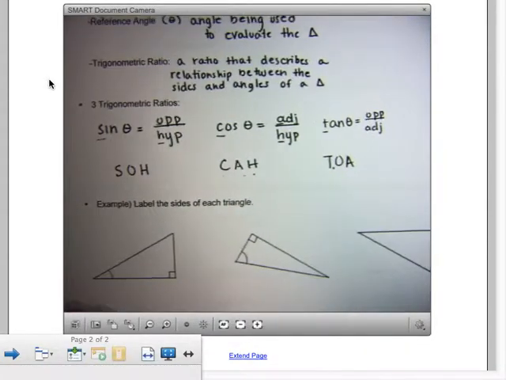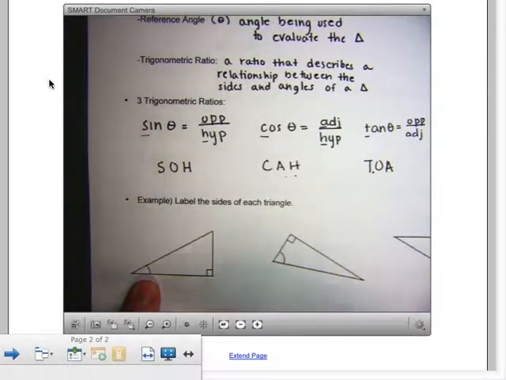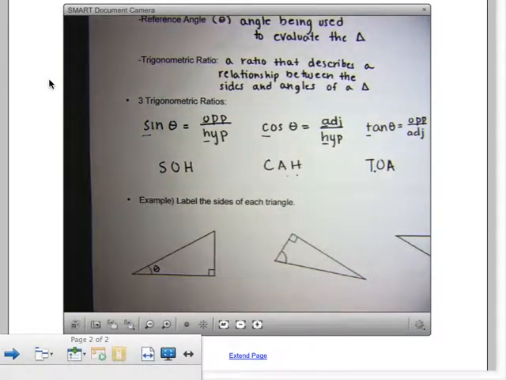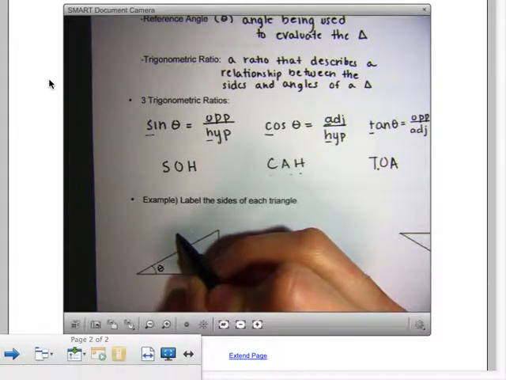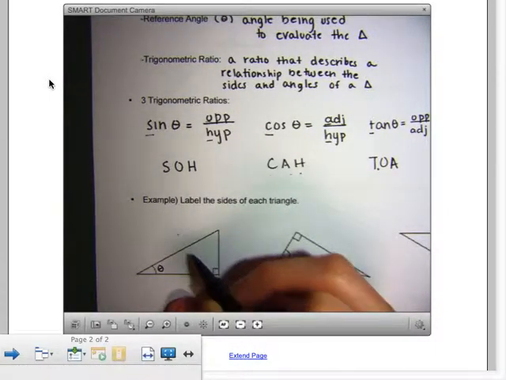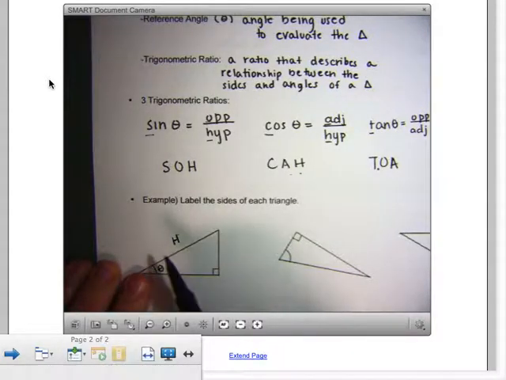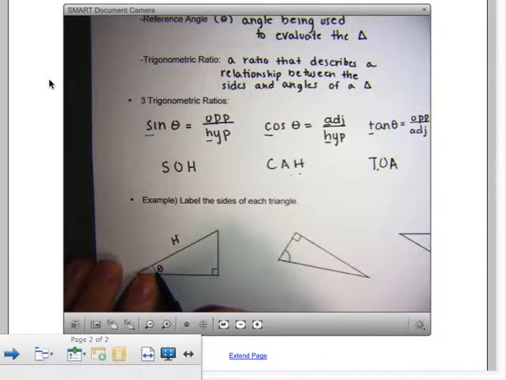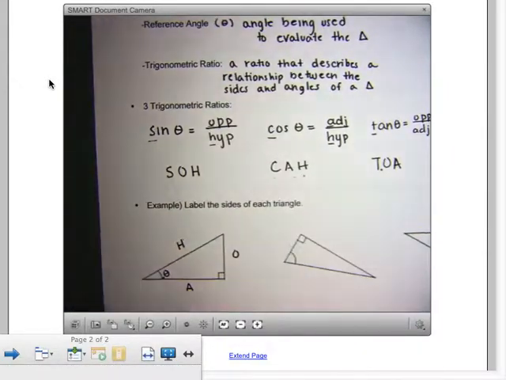Okay, so this example down here, we're just going to label the 3 different sides. Okay, so this right here, that means that's my angle. So I'm going to go ahead and put a theta since we're using theta as our reference angle. So I need to find opposite, adjacent, and hypotenuse. So hypotenuse is easiest to start with. Remember, hypotenuse is always across from the right angle. So here's my right angle. Opposite or across from it is over here. So this will be my hypotenuse. Opposite is always across from theta. So if this is theta, the side opposite of it is over here. So this will be opposite. So that means this has to be adjacent because it's right next to theta.